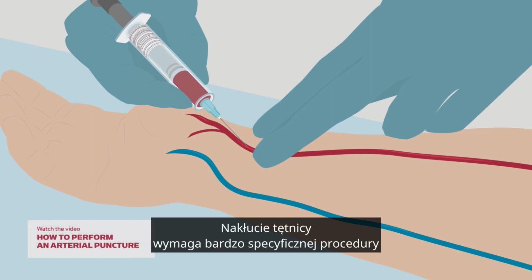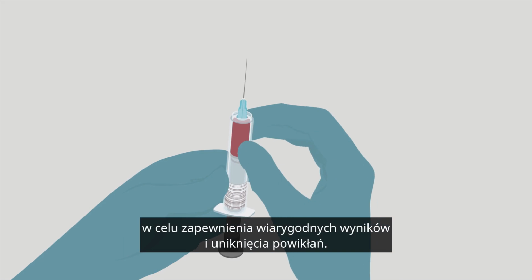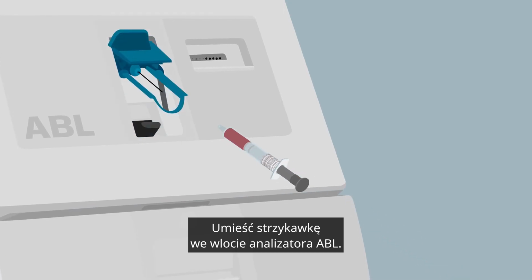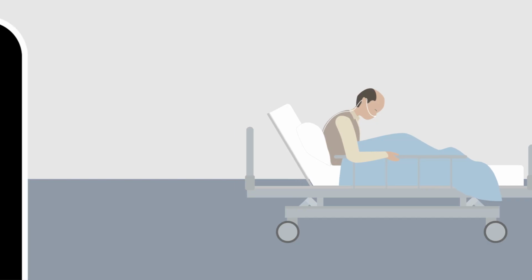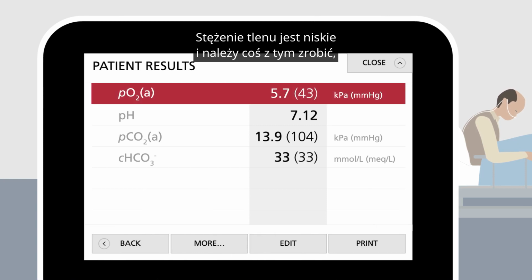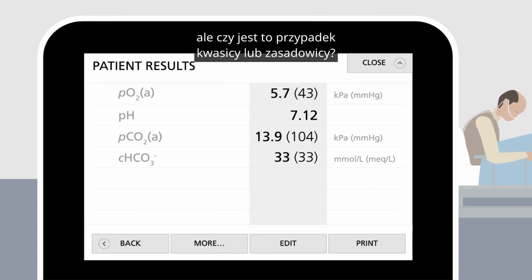The arterial puncture requires a very specific procedure in order to ensure reliable results and not cause complications. Place the syringe in the ABL analyzer inlet. Shortly after, you will receive the patient results. The oxygen level is low, and something must be done about it. But is this a case of acidosis or alkalosis?